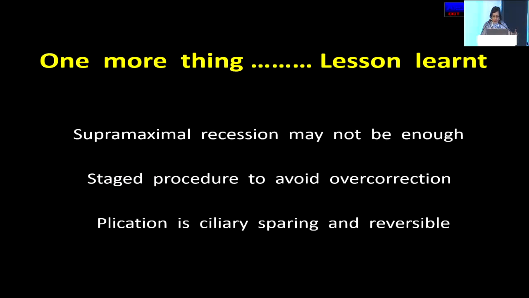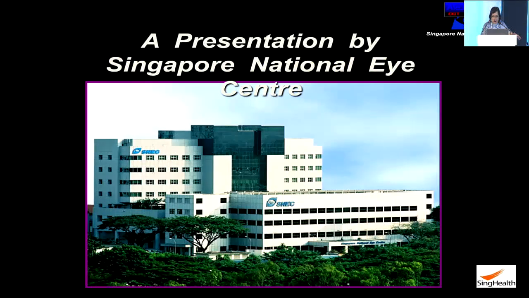And one more lesson learned here is that supramaximal recessions may not always be enough. Do staged procedures to avoid an overcorrection, and plication just comes into use. It is ciliary sparing, it's reversible, and it's a nice procedure to be done when you have just an endpoint alignment to be achieved. Thank you so much.